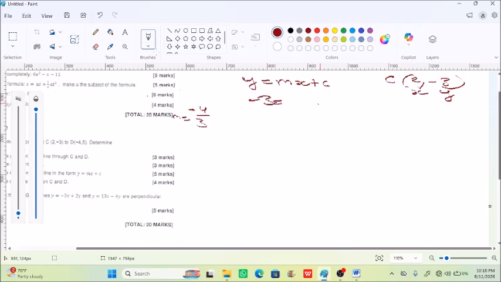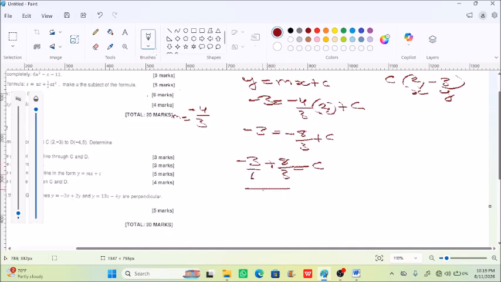Negative 3 equals our gradient, negative 4 over 3, open parenthesis, what is our x? It is 2. We close the parenthesis, plus c. From there, we have negative 3 equals negative 4 over 3 multiplied by 2, which gives negative 8 over 3, plus c. So we collect like terms: negative 3 plus 8 over 3 equals c. We can put the negative 3 over 1. What is our common denominator here? It is 3.